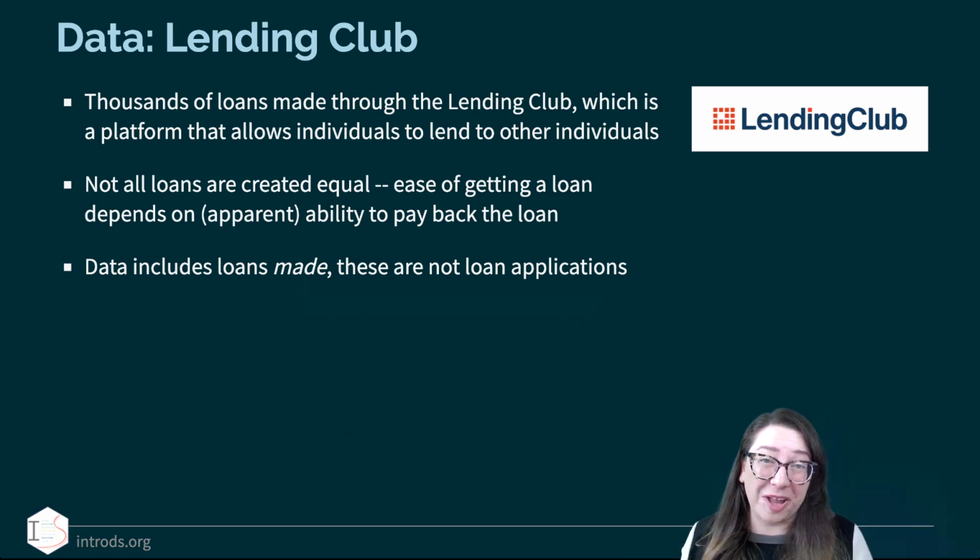If you know anything about loans, you know that not all loans are created equal. So ease of getting a loan depends on one's apparent ability to pay back the loan. And so the data set we're going to work with actually only includes loans that are made, not the loan application. So it's important to keep that in mind when we're looking at the relationships between the variables that we're going to see, since the pattern may be different for those relationships for loans that never got approved.